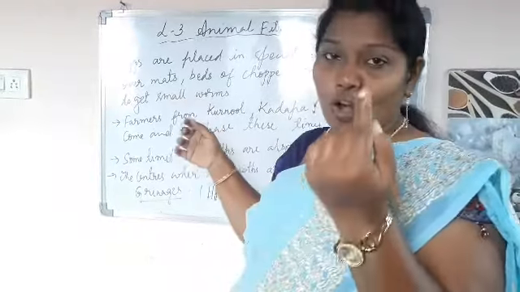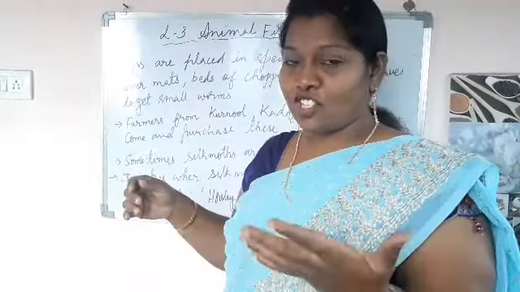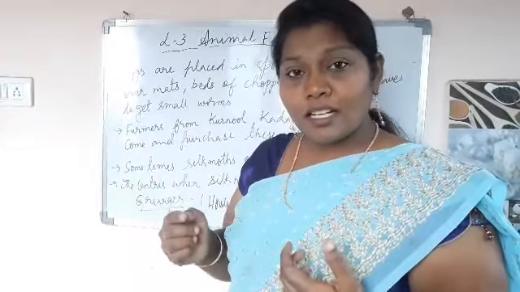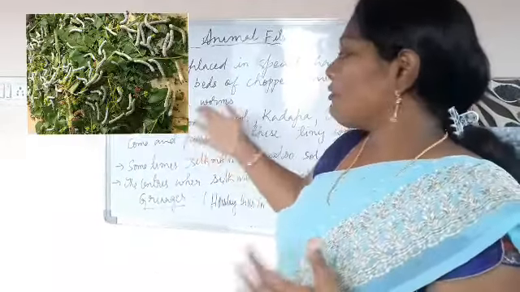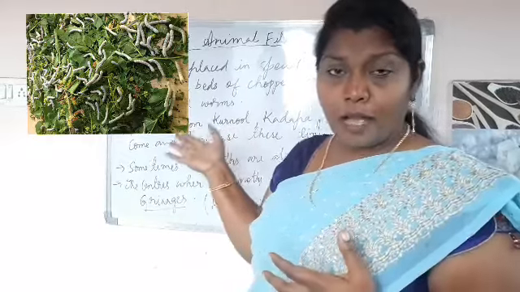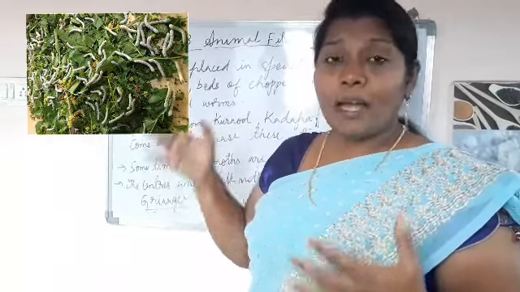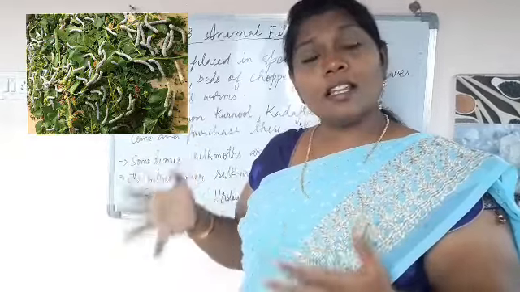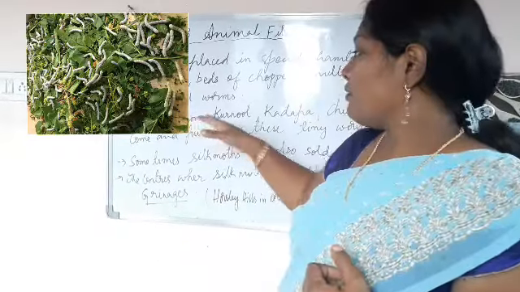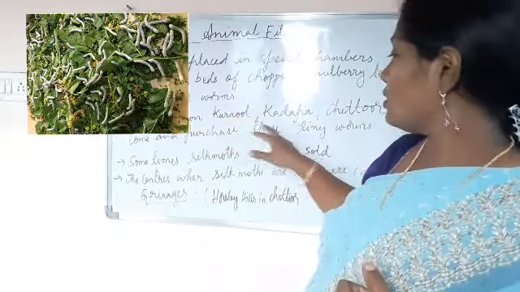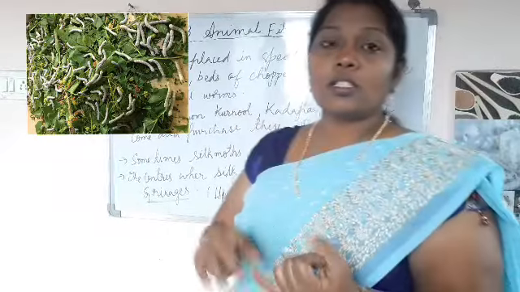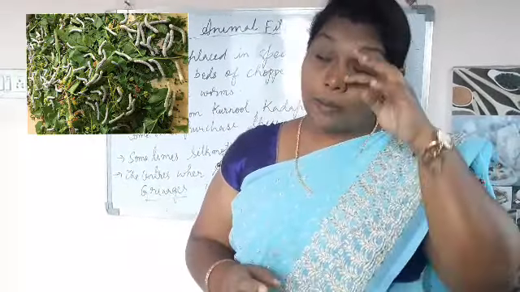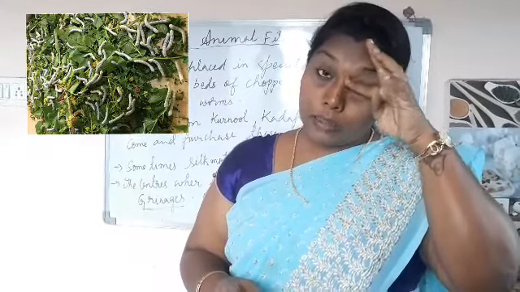Once the eggs hatch, they give rise to small worms. These are nothing but the silk worms. Okay, so the farmers from different areas come to this Anantapur Dharmavaram place to buy these silk worms. Okay, children. The farmers from different places like Kurnool, Kadapa and Chittor come to this Dharmavaram area to buy these silk worms.